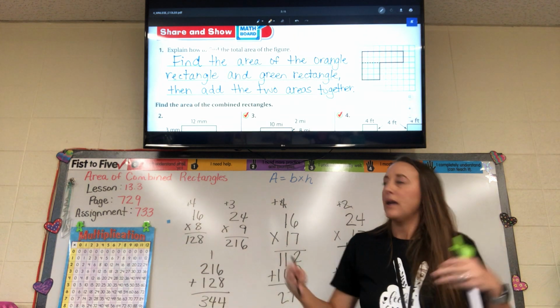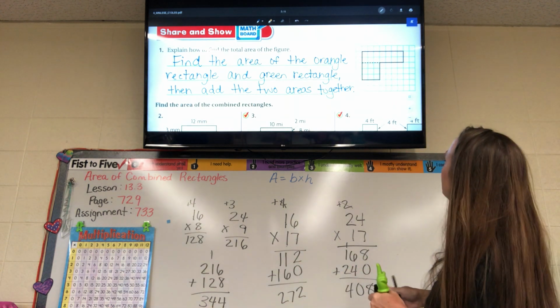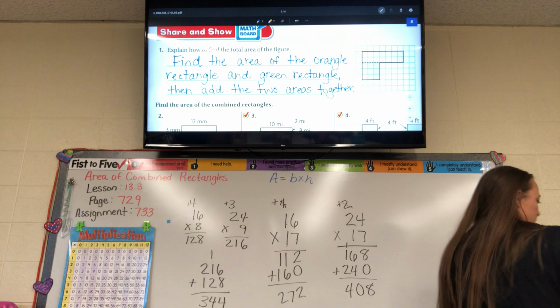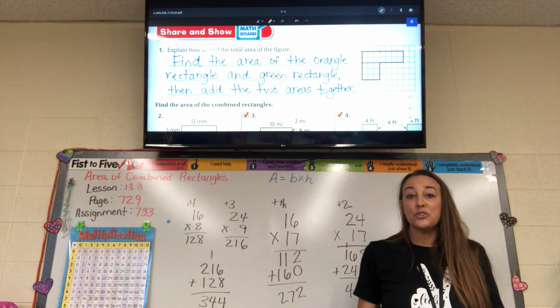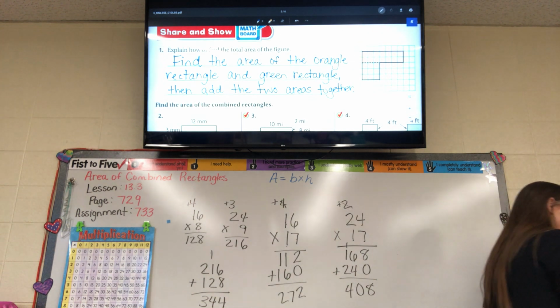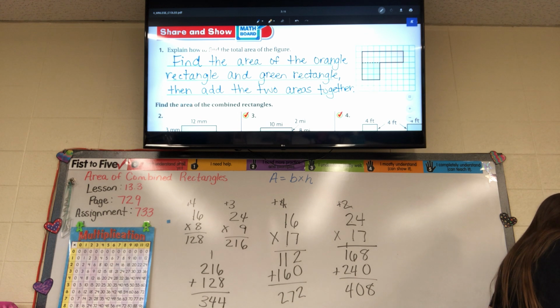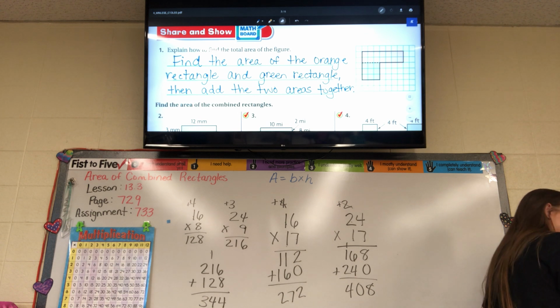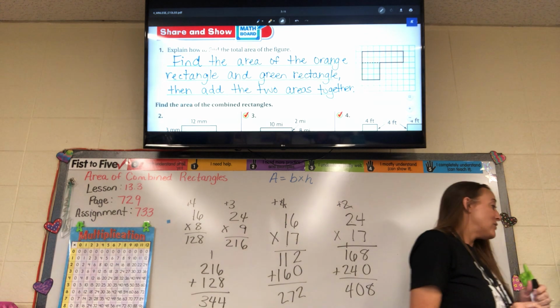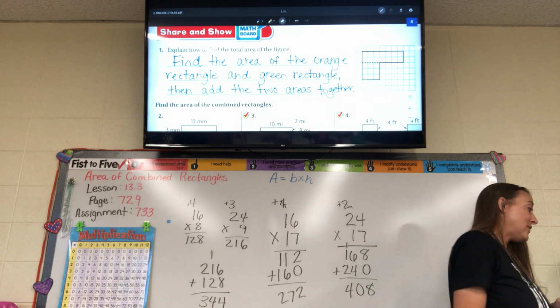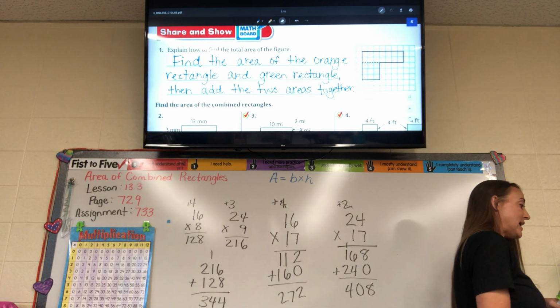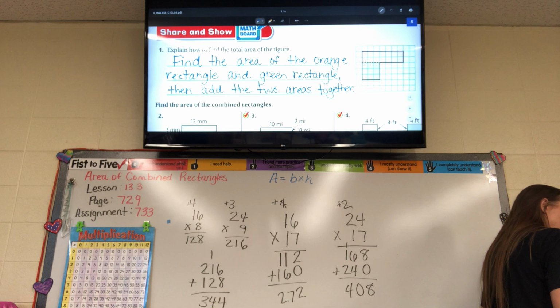So find the area of the orange. What in the world did I spell? I was trying to spell orange and angle at the same time. Okay, so let me get rid of that L. Find the area of the orange rectangle and the green rectangle, then add the two areas together. Okay.